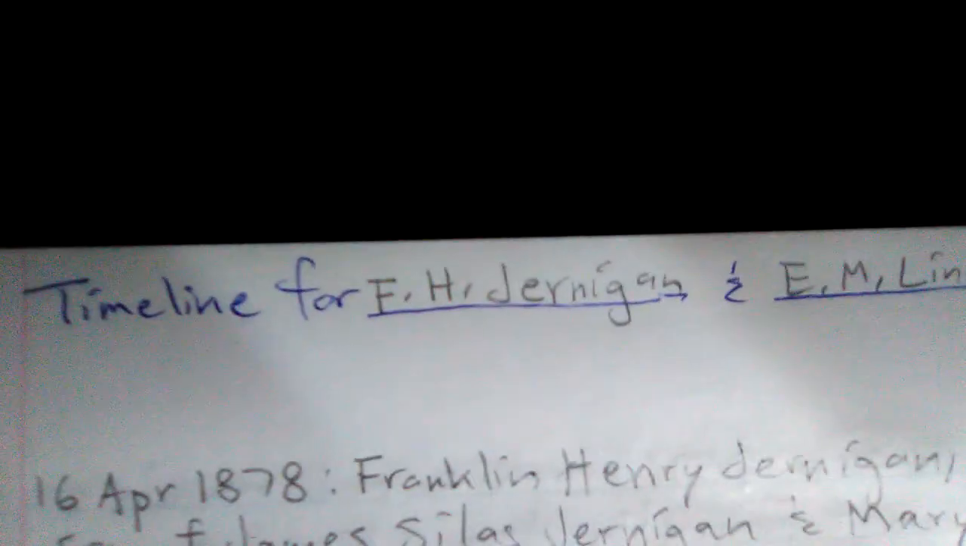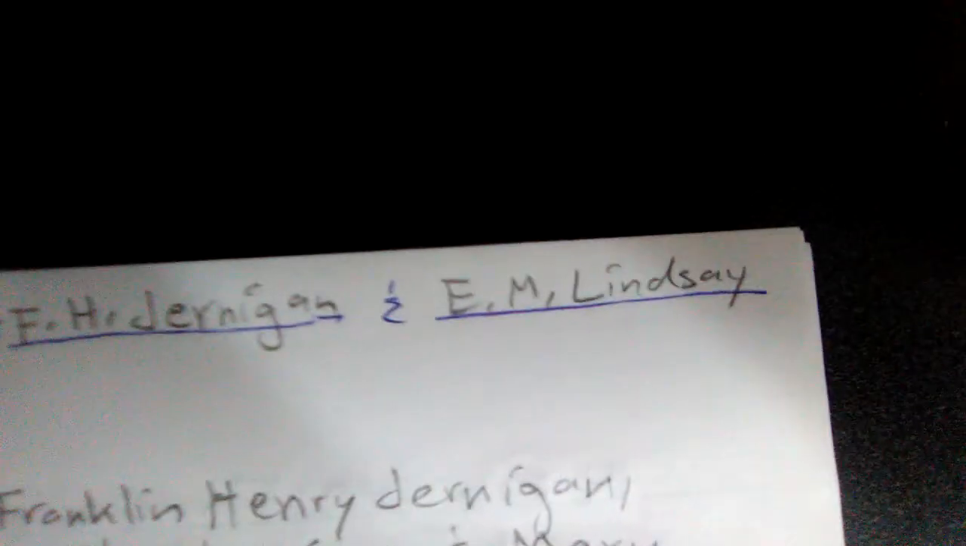So once you have the information in your family group sheet, and we've got Franklin Henry and Ella Mae and their children, you can start creating a timeline of the events. Here I've already started, and here I've got a timeline for F.H. Jernigan and E.M. Lindsay. And I've got the events in order of their occurrence.